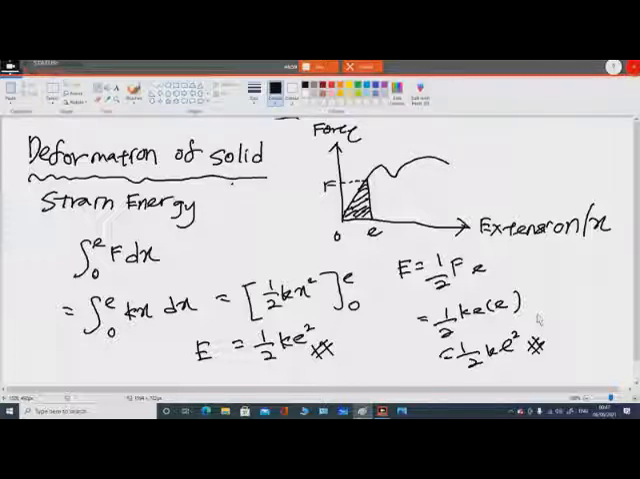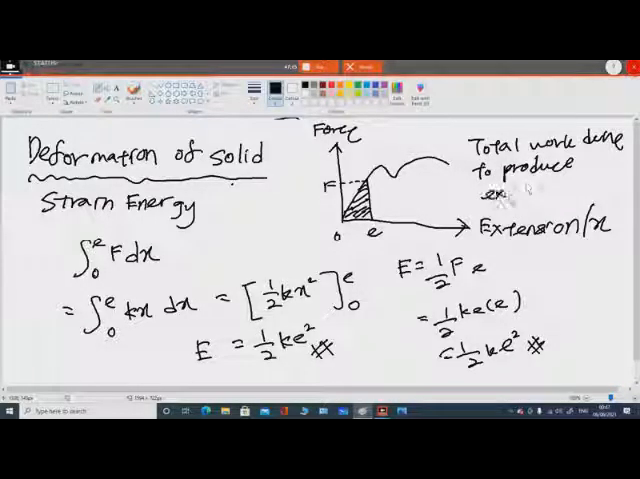So this strain energy means the total work done to produce the extension E. So this is the total work done to produce extension E, but of course on the condition that the proportional limit must not be exceeded. Okay, so this is what we mean by strain energy.